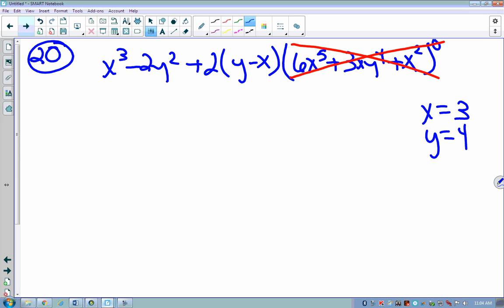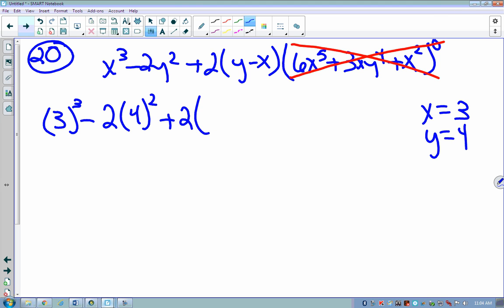Now what I can do is substitute. In parentheses, 3 cubed. I want to make sure I use parentheses when I'm substituting, because sometimes I substitute in negative numbers and I want good habits. Minus 2 times 4 squared plus 2 times parentheses 4 minus 3. That might be overdoing it a little bit with the parentheses, but I'm just trying to be safe.